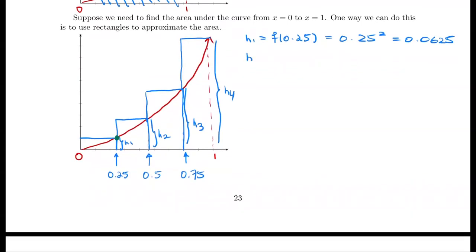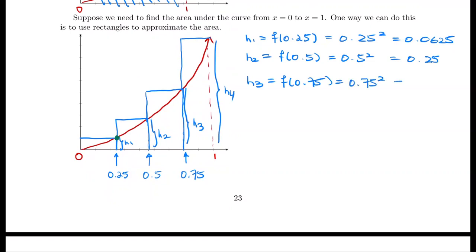For the second height, h2, we do the same thing. We plug in f at 0.5, which is 0.5 squared, which is going to be 0.25. h3 is f at 0.75, so we have 0.75 squared, and that would equal 0.5625. And last one, we calculate h4, which is just going to be f at 1, which is 1 squared, equal to 1.